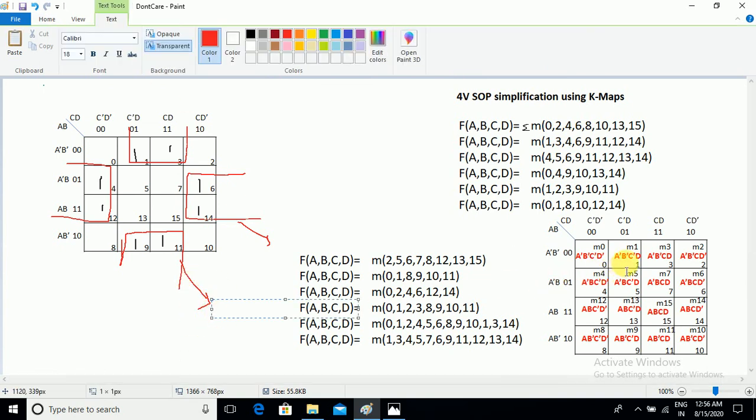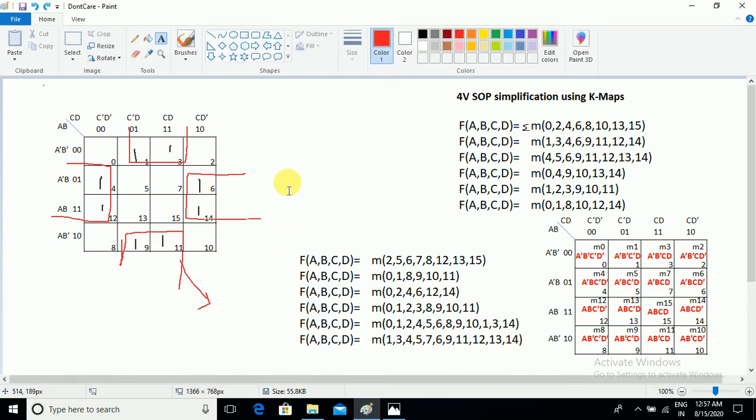Who are common? A dash is not common, so C dash is common, D is common, B dash is common, B dash D are common. For the next group the common values become D dash, B D dash, B D dash. Okay, so this is the output of the given question. Let us go to the next example. Second example.